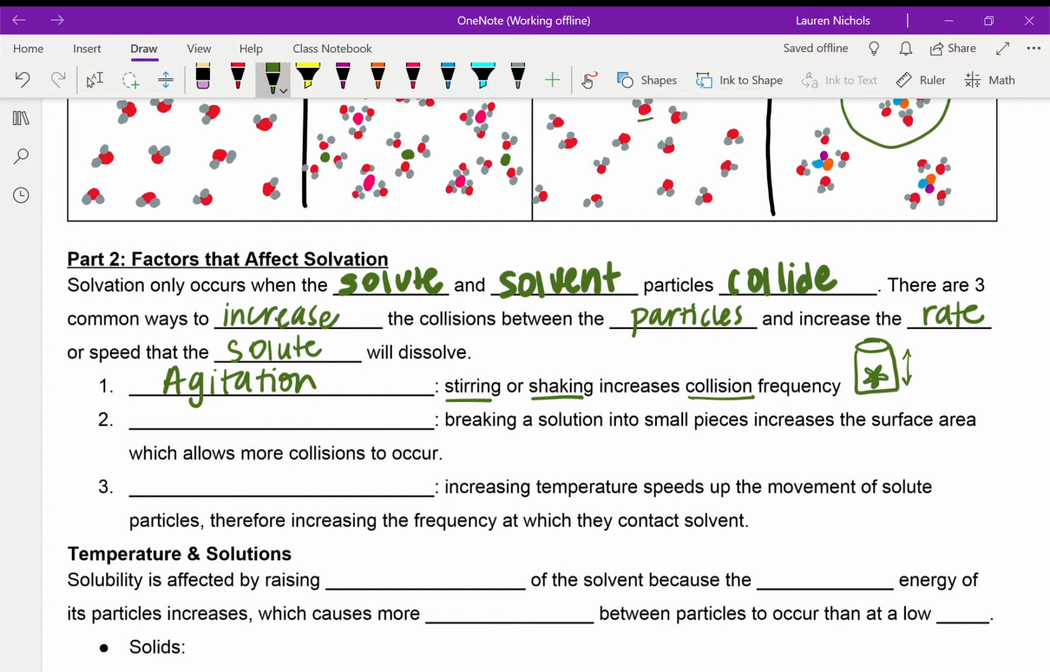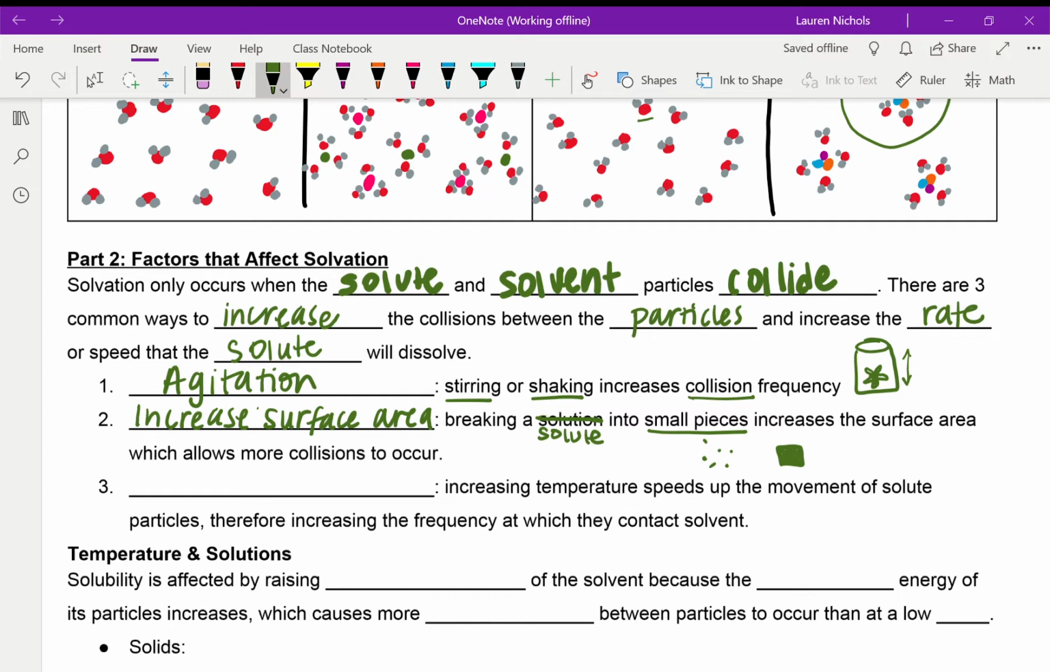Now, the second thing that you can do is to increase your surface area. Now, the way that you increase your surface area is by breaking the solute into small pieces. So if you have small pieces of sugar versus an actual cube of sugar, the small pieces have more exposed surface area, which allows the collisions to occur.